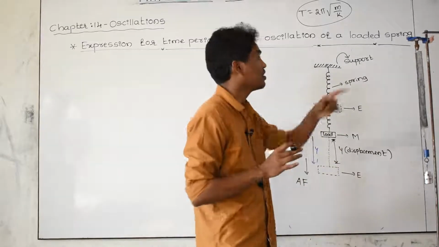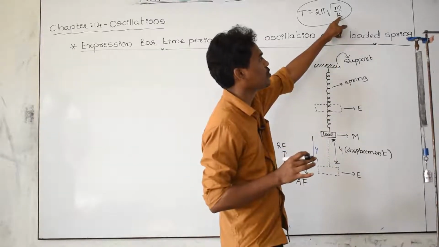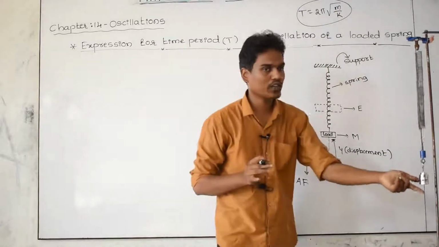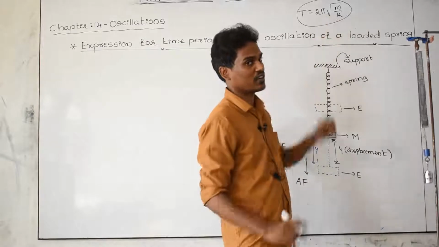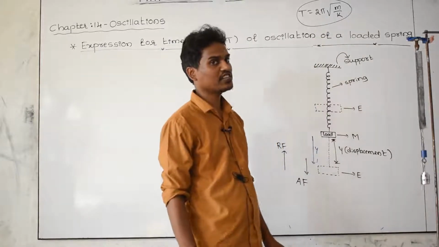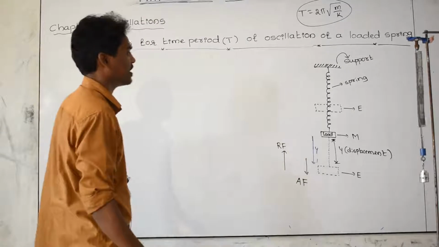How much force we have to apply on the spring? That force we are going to call a spring force, and m is the mass of this body, and 2 pi is the phase angle, meaning the angle for one cycle, that is 360 degrees, or in terms of radian it is 2 pi radian.